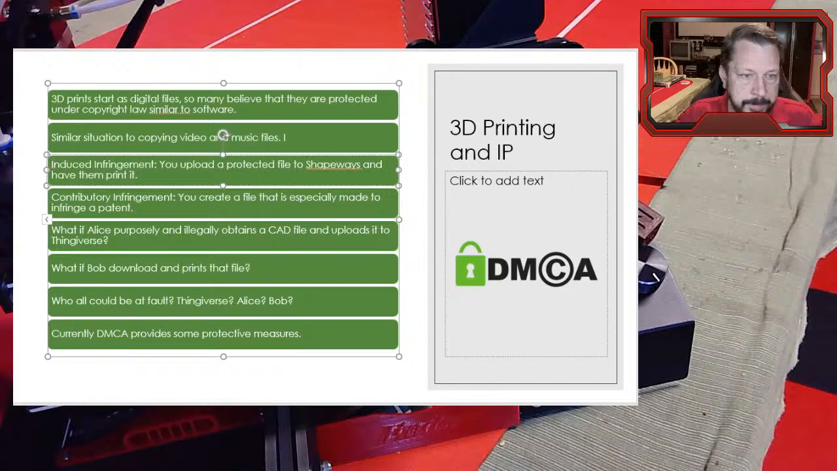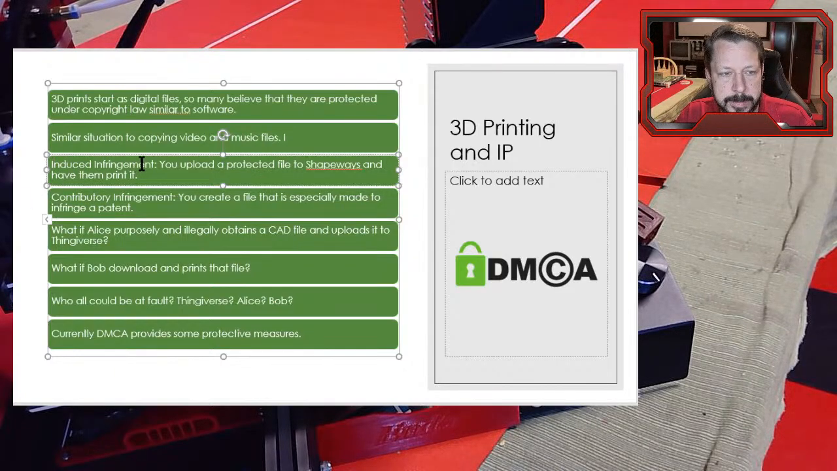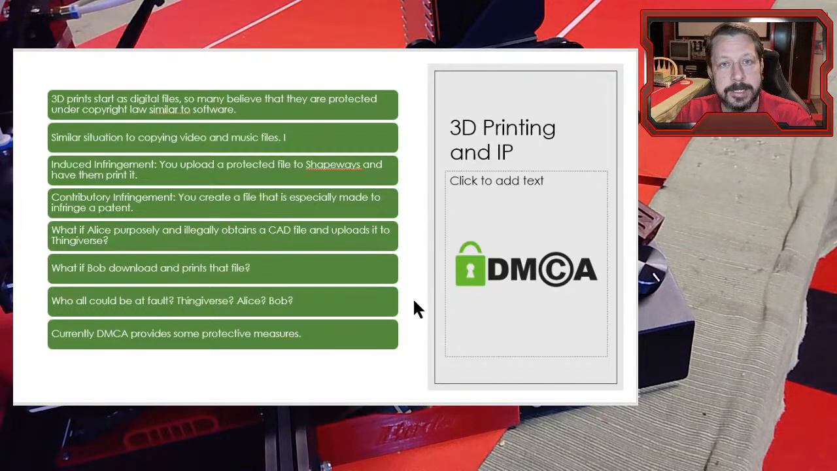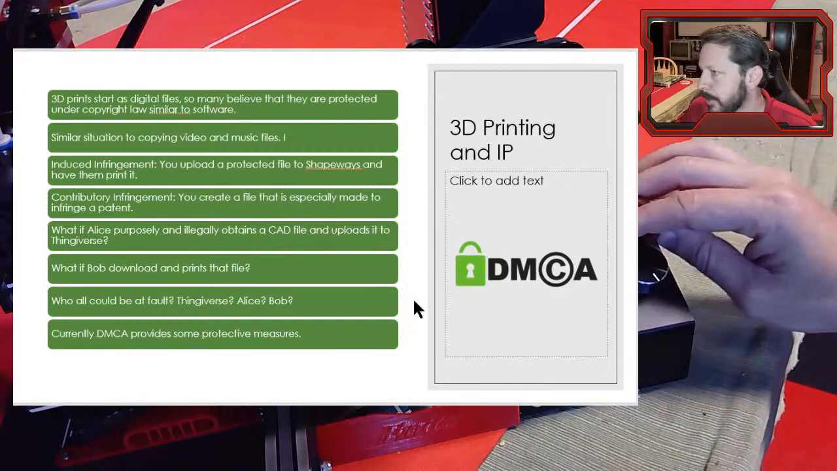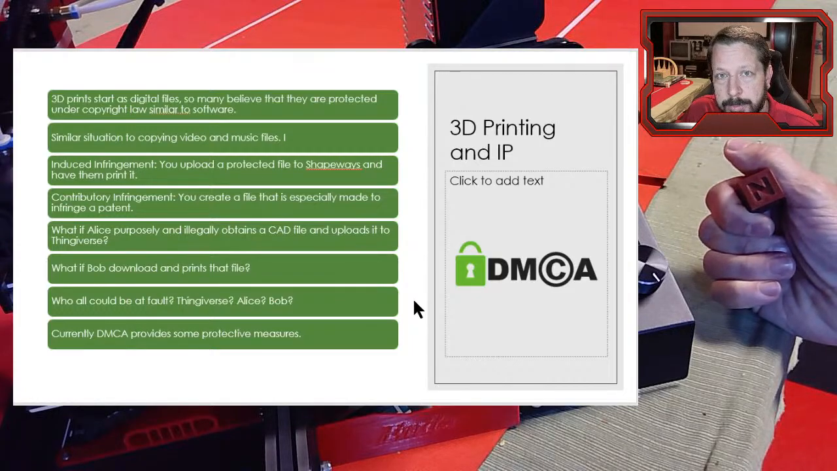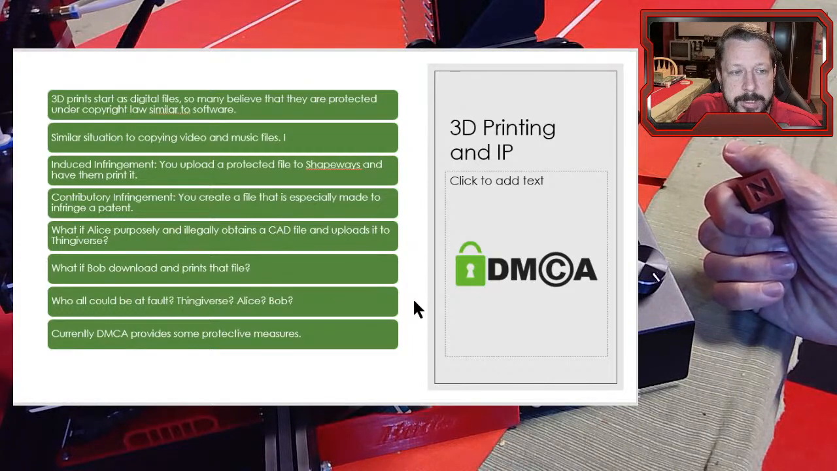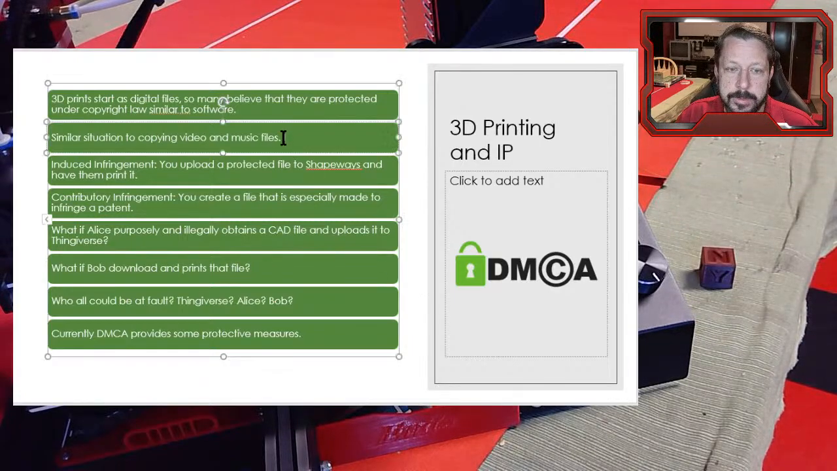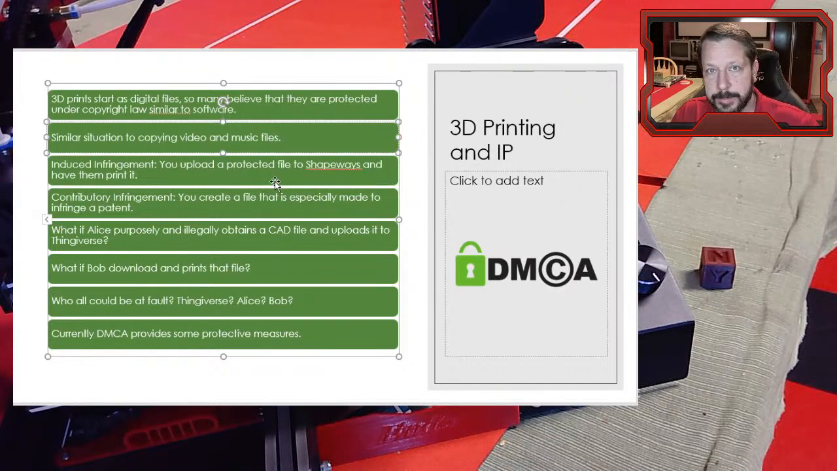This is induced infringement. We talked about the idea that you upload a protected file to Shapeways. This is a company that you can upload STL files to, and they will print them for anybody. So I could upload this. Well, I wouldn't upload this one because I didn't make it. Maybe I make my own version of this calibration cube. I upload it to Shapeways and say, hey, anybody can print this if they want to. It costs $3, and Shapeways will charge them the money and some more money so that they make a profit, and print it out for them and ship it off to them.